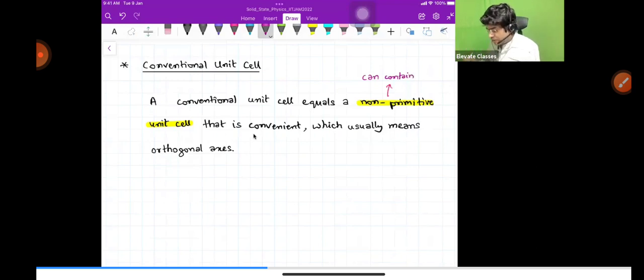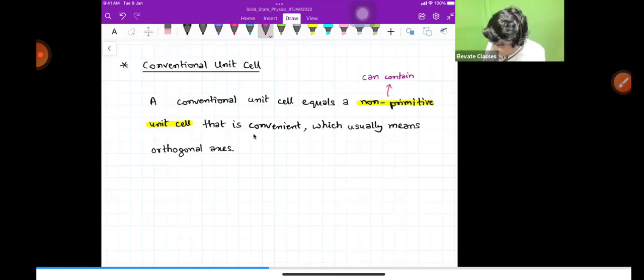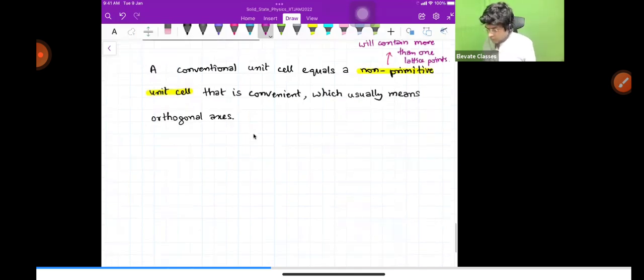Now, a conventional unit cell can be a primitive unit cell. Okay, it can be, because otherwise, if they were always different, only then would we use the words conventional and primitive unit cell separately. If they are the same, there is no use of using the conventional unit cell. So it can contain, in fact, it will contain more than 1 lattice point. All right, that is what non-primitive means.